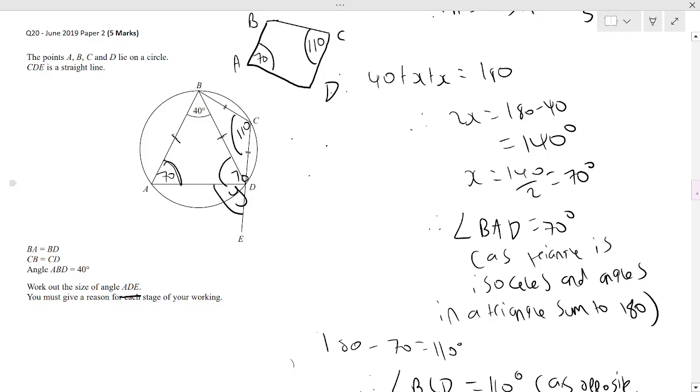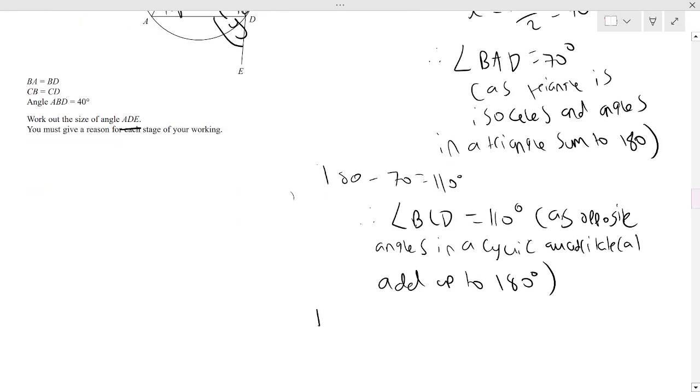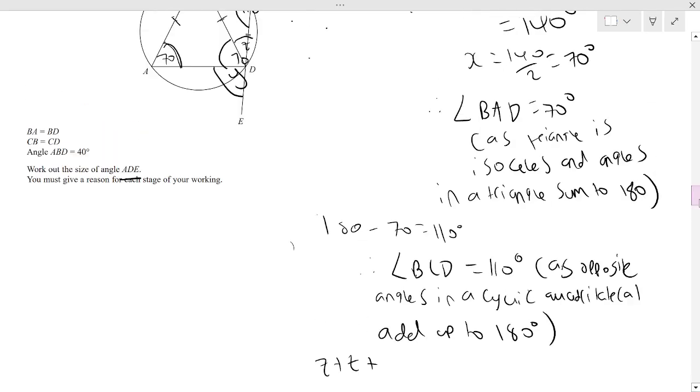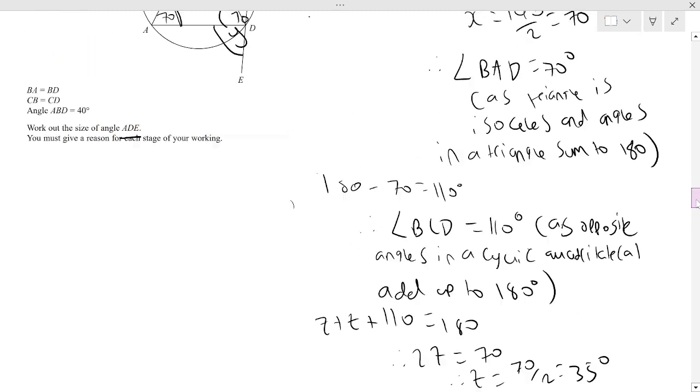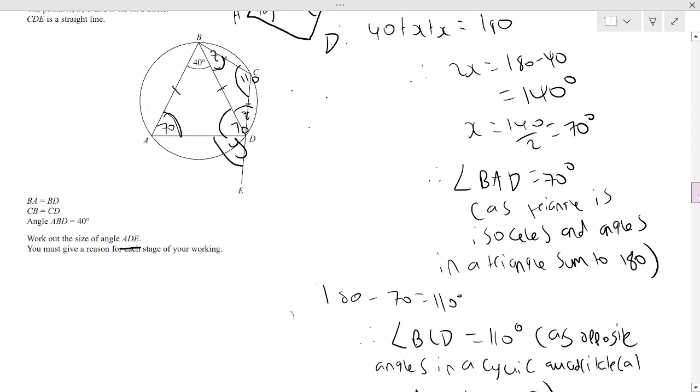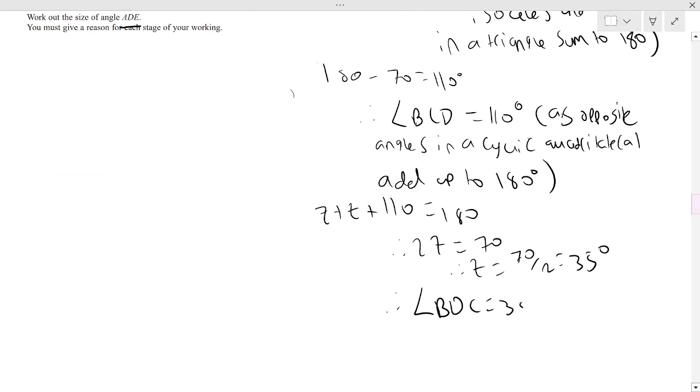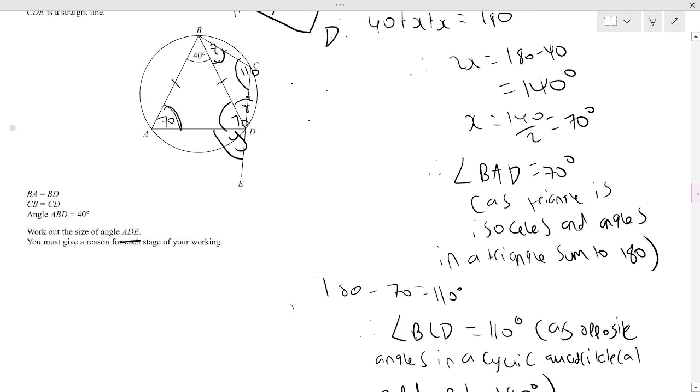What then? This is also another isosceles, isn't it? This triangle here, BCD. So that means these two base angles have to be equal. So if we call the angle Z, with the top angle 110, these two angles here are going to be Z, Z. So now I'm going to say Z and Z and this 110 is going to equal 180. So therefore, 2Z is 180 take 110, that'd be 70. Therefore, Z is 70 over 2, which is 35. Therefore, angle BDC is 35 because that's all of the angles, right? So BDC is this angle here.